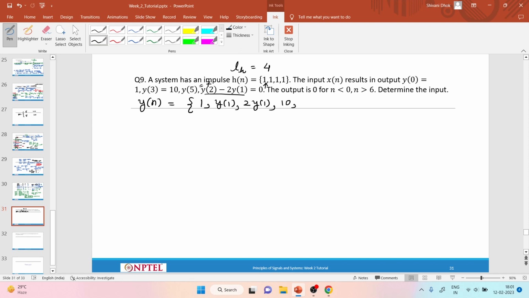Y of 4 we don't have any information, so let's keep it as it is. And y of 5 we are given as 7. And y of 6 again we don't have any information. Also we are given that this y of n is 0 for n less than 0 and for n greater than 6. So basically what information it is giving us is that this L of y is actually equal to 7.